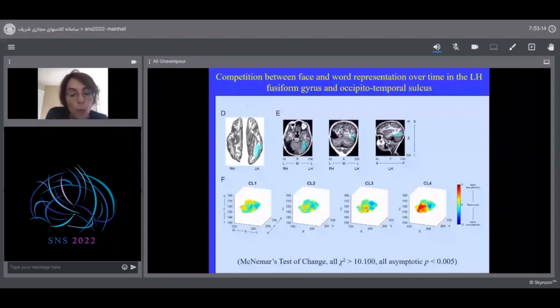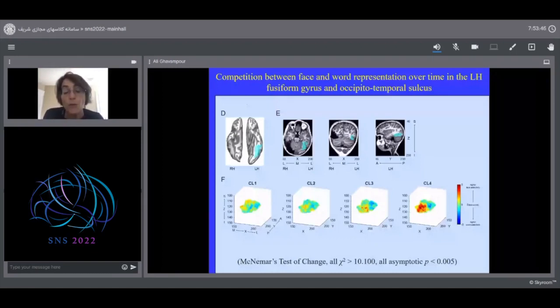So if we go to CL1, which is on the left-hand side, and we look at that volume, this is every voxel in that volume. The stronger the red is in a voxel, the more that voxel is face selective. The more blue the voxel, the higher the word selectivity. So you will see in both CL1 and CL2, there's not a strong red nor a strong blue. They are pretty uncommitted voxels.